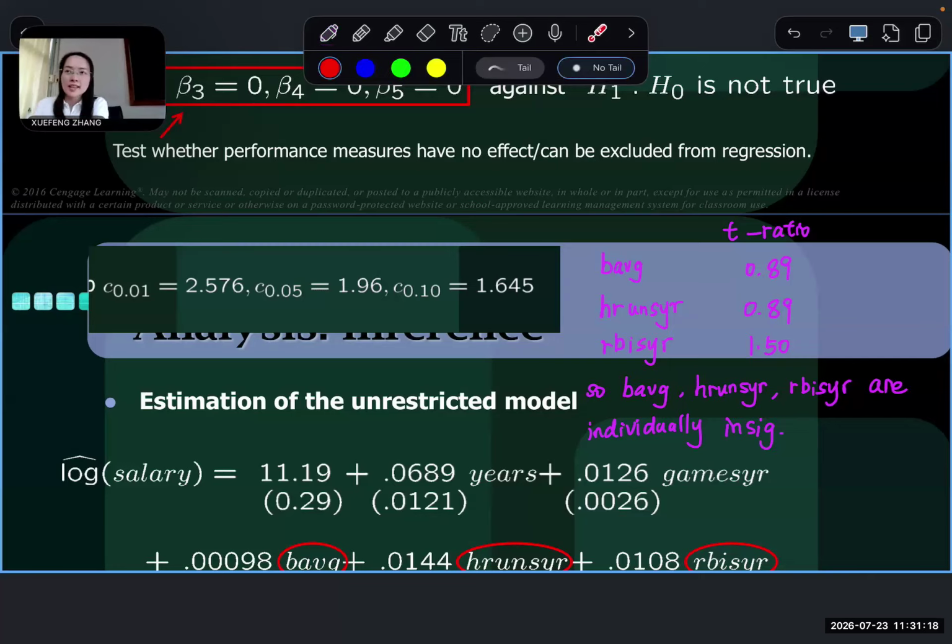Okay, have you got your answer? What is the T-ratio? 0.89. And the next one, 0.89 as well. The third one, 1.5. So you compare with the critical value; even at the 10% level, our critical value is 1.645. So for each of them, we cannot reject our null hypothesis, which means individually, those three variables are insignificant.